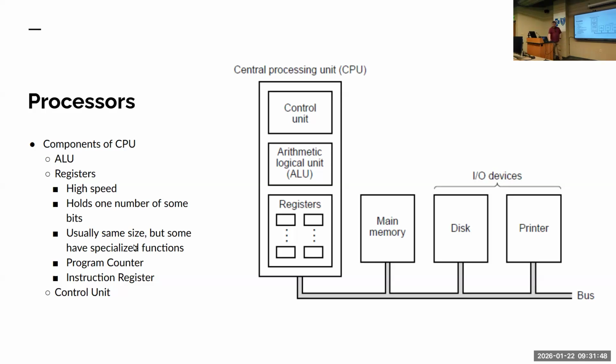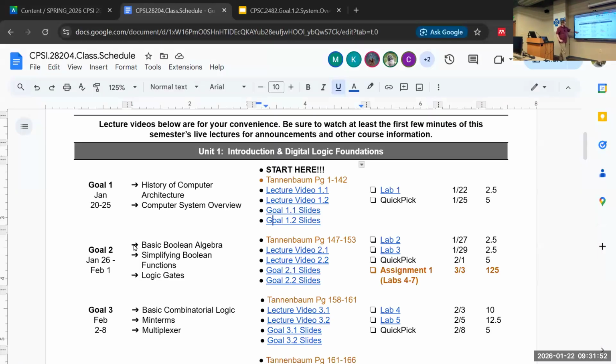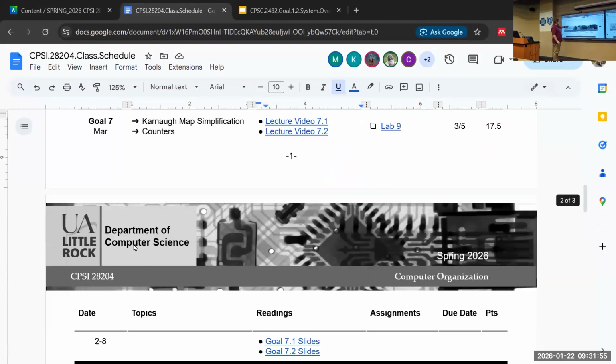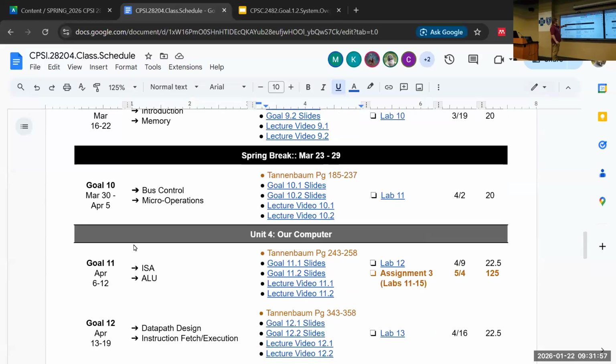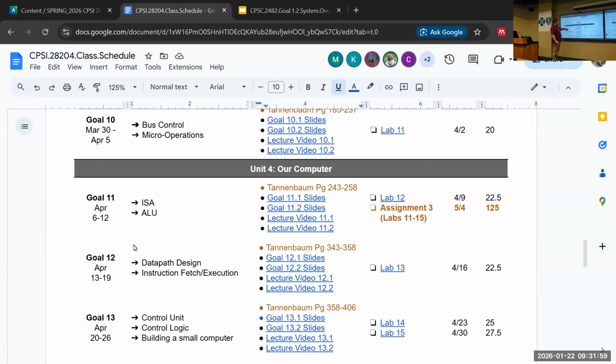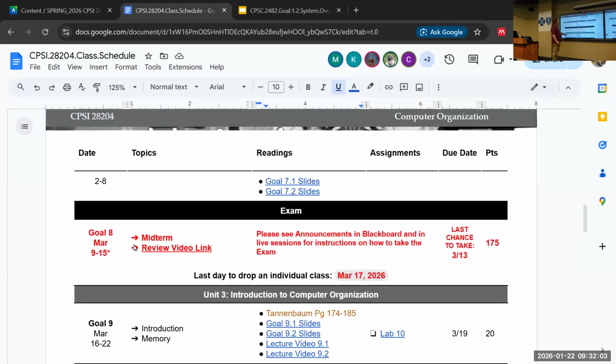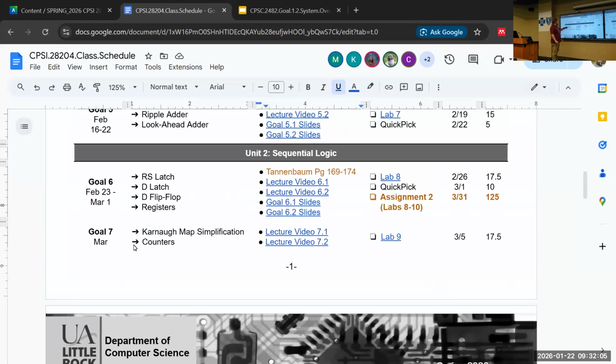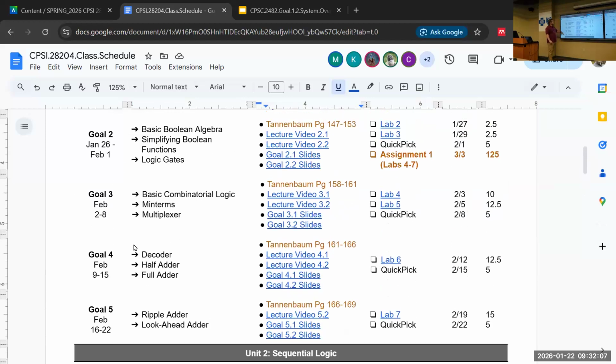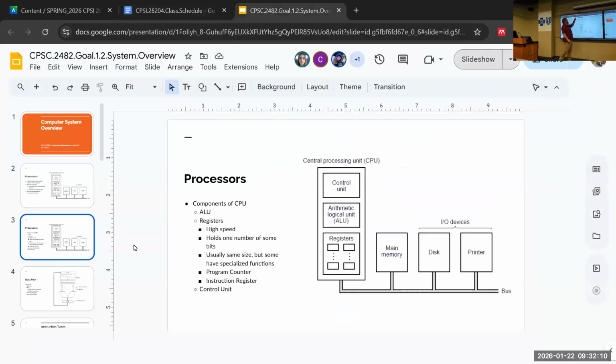Okay, and if we look at our schedule here, you'll see we'll be building these things. They're at the very end of the course. Here's our ALU we're building, and our control unit down here. Our registers we're actually doing pretty early in goal 6, but we'll be building all those parts for our computer.